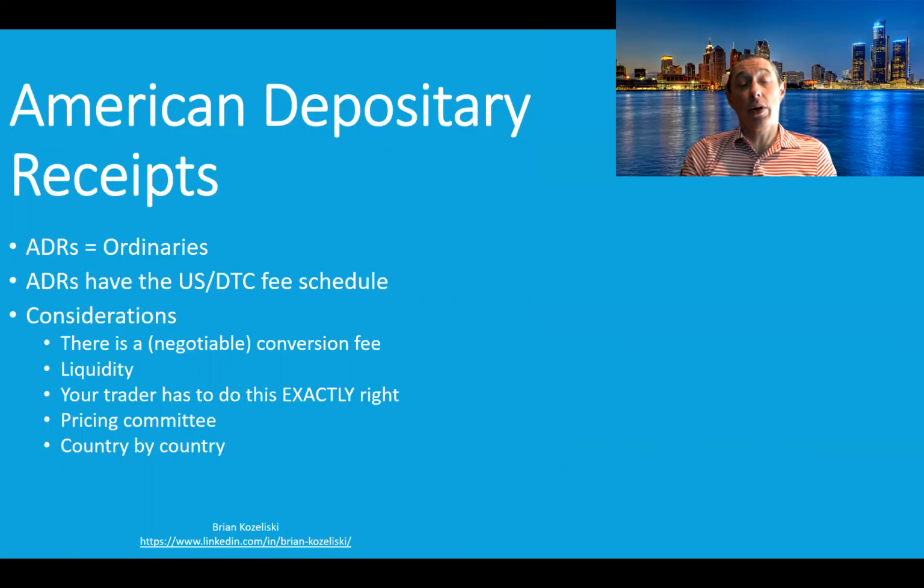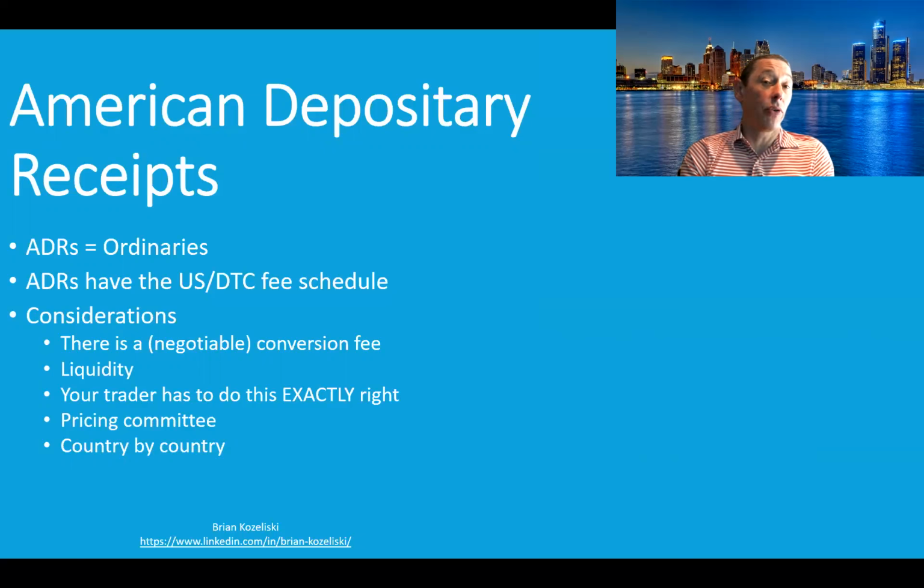Now, there are some considerations. If you don't do this right, it can totally backfire on you. But if you do it correctly, you can absolutely reduce those fees. So the considerations are, number one, there is a conversion fee to go from ADR to ordinary and from ordinary to ADR. Now, in my experience, those fees are negotiable, and typically to go from an ordinary to an ADR, they'll waive the fee, but to go back, then they'll charge you the fee.